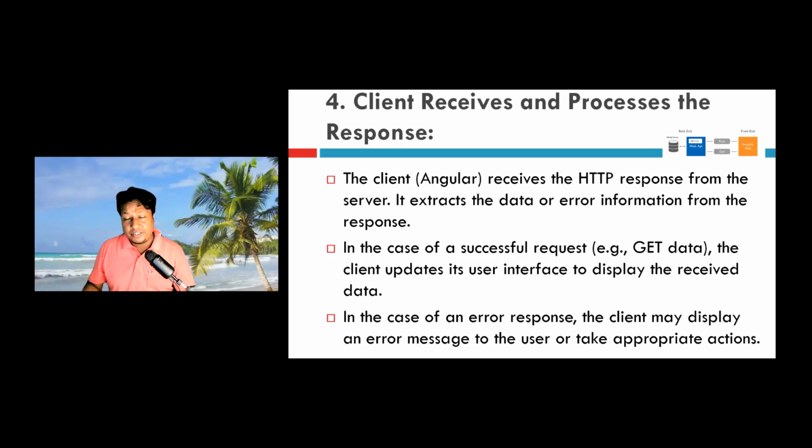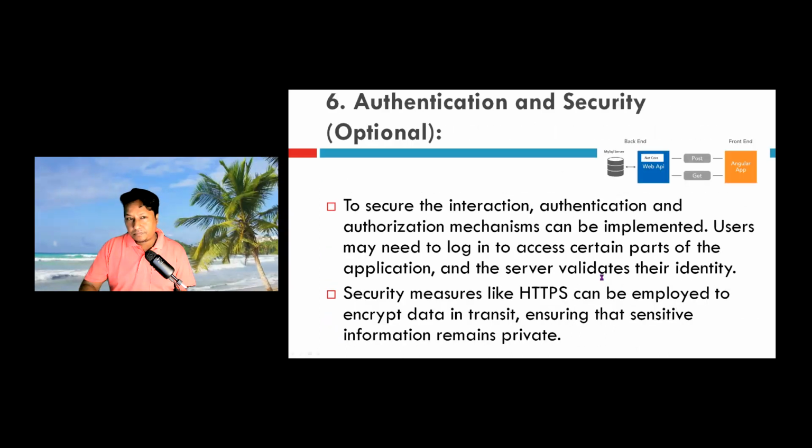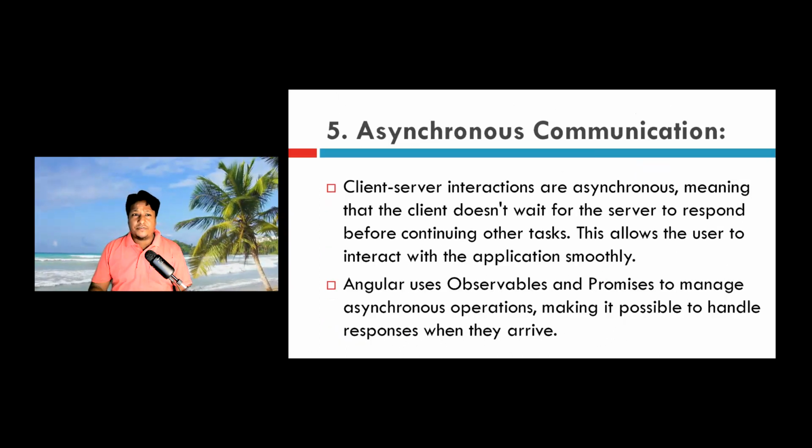The fourth step is the client receives and processes the response. The client, which is Angular, receives the HTTP response from the server. It extracts the data or error information from the response. In the case of a successful request, for example, get data, the client updates its user interface to display the received data. In the case of an error response, the client may display an error message to the user or take appropriate action.